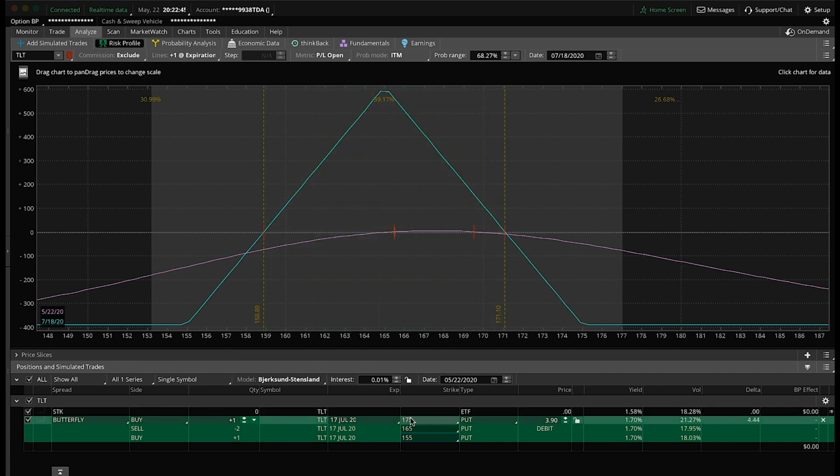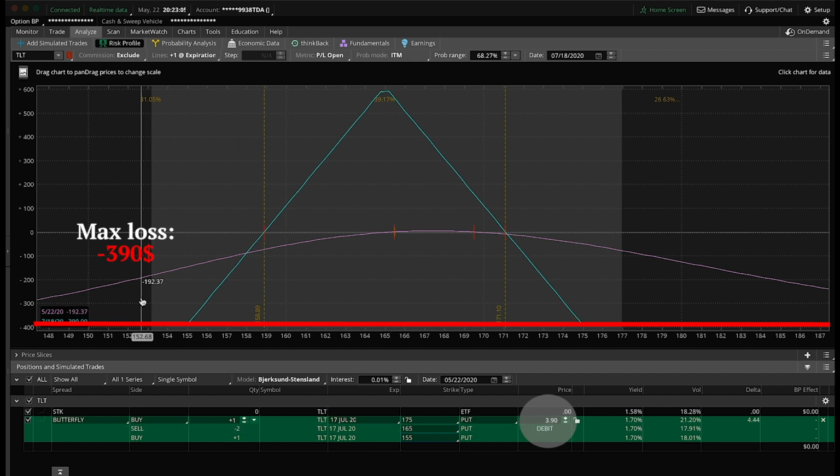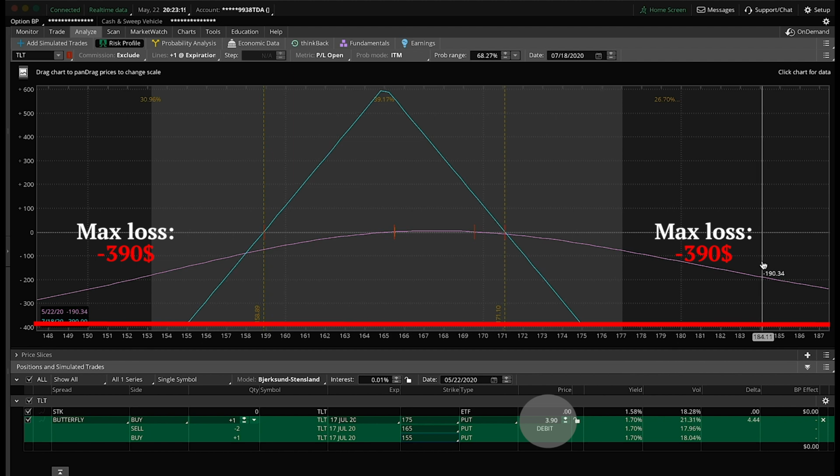So remember, because we are buying long options on both sides of the short strike, that does mean that the maximum loss is capped. And we can calculate that very easily. It's just the premium that we're paying, in this case $3.90, multiplied by 100. So you can see if the TLT does go down really low, $390 per contract is the maximum loss. And on the high side, it's the same thing. $390 on either side of this trade is the most we can lose.